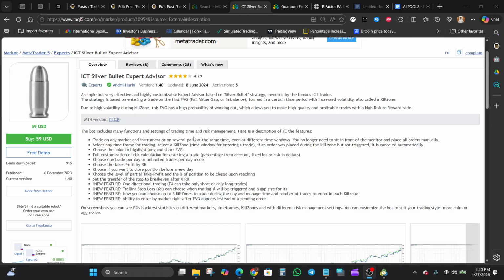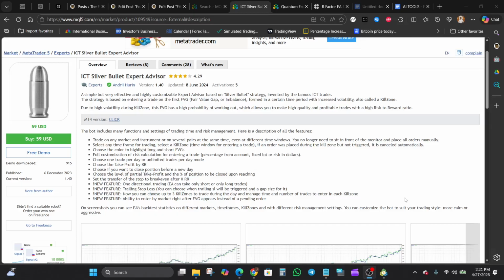And within those windows, it's looking for fair value gaps or imbalances, which are areas where price moved aggressively and left inefficiencies behind. Now, the idea is simple on the surface, but execution is everything. That's where automation like this comes in. Now, let's talk about how this EA is actually designed to operate. At its core, this EA is built for precision over frequency. So it's not constantly scanning and firing trades. It's waiting for a specific sequence of events to line up within a defined time window.